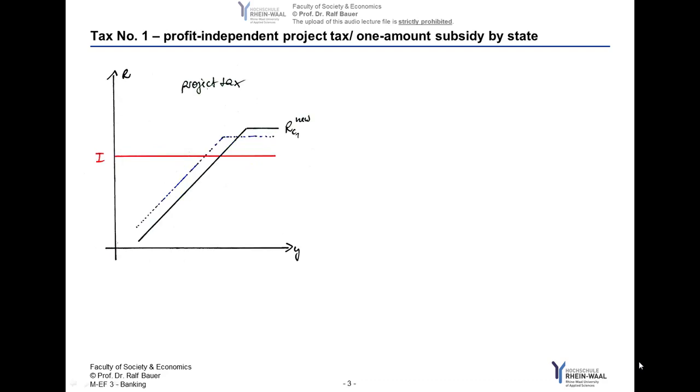What is now the effect of a project tax? That means that out of the project return y, let's assume the project return is 40, we have to pay the tax. Let's assume the tax is 20. That means if our project return is 40, we are able to repay 20 to the bank. In case of 60, we repay 60 minus 20, 40. In case of 100, we repay 80.